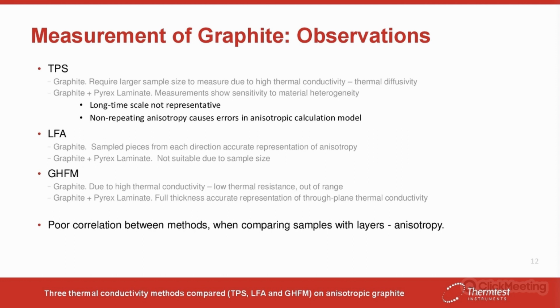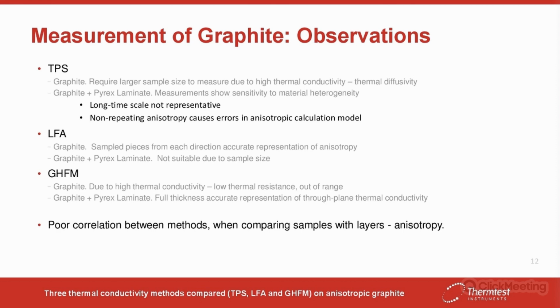And the GHFM, again, graphite by itself being 130 watts per meter Kelvin plus, put it at a range, but the Pyrex plus graphite laminate gave us a resistance value and thickness equal to around 5 watts per meter Kelvin, which did put it in the range. So there's rather poor correlation between methods when comparing samples with layers that are non-repeating.